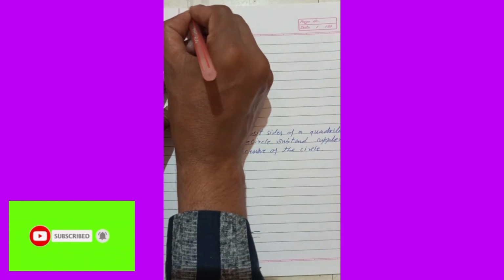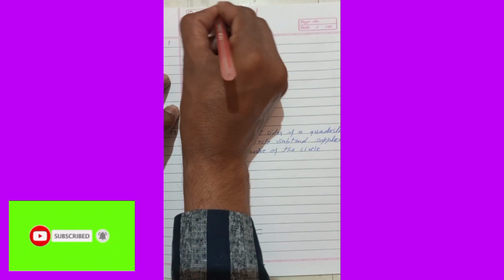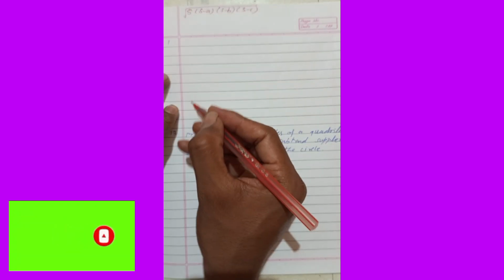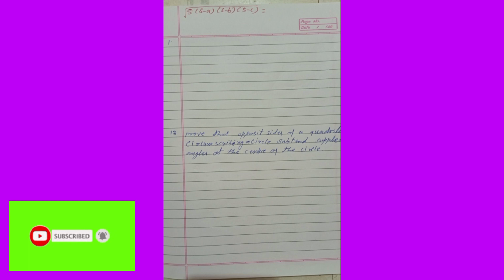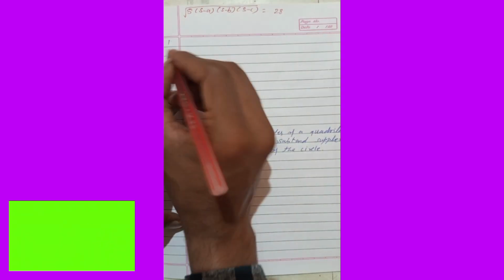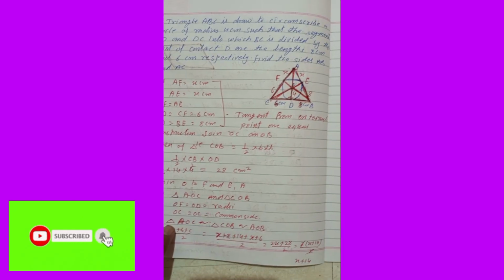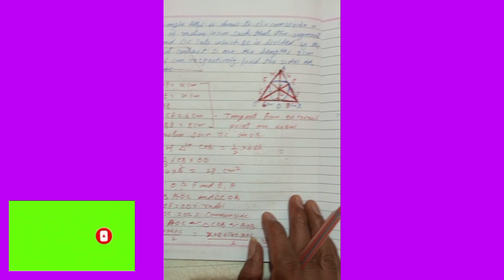Heron's formula says: area equals the square root of S into S minus A into S minus B into S minus C. Now what S did we get? The area of the triangle we already found is 28 centimeter square.